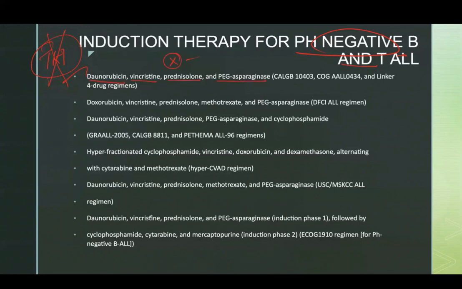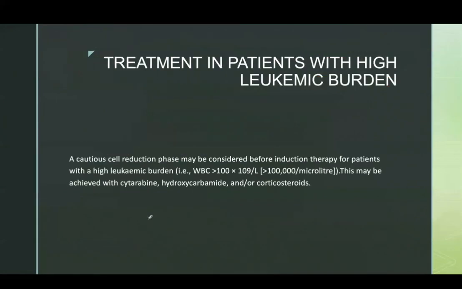This is for a specialty certificate examination, oncology level. Okay. Daunorubicin, vincristine, prednisolone, and PEG asparaginase. These four are more than enough.